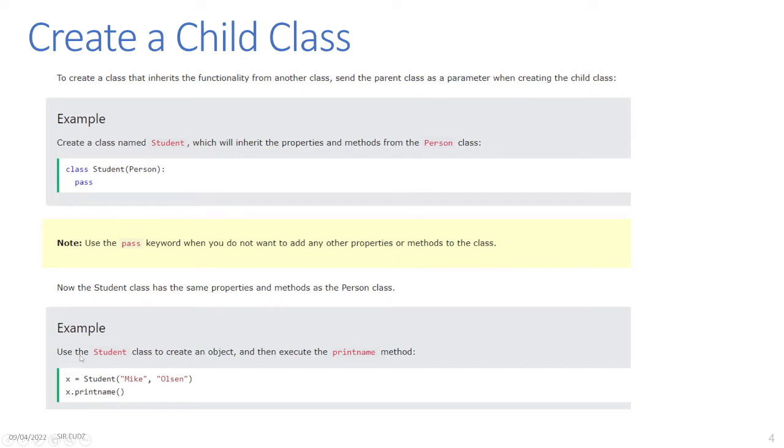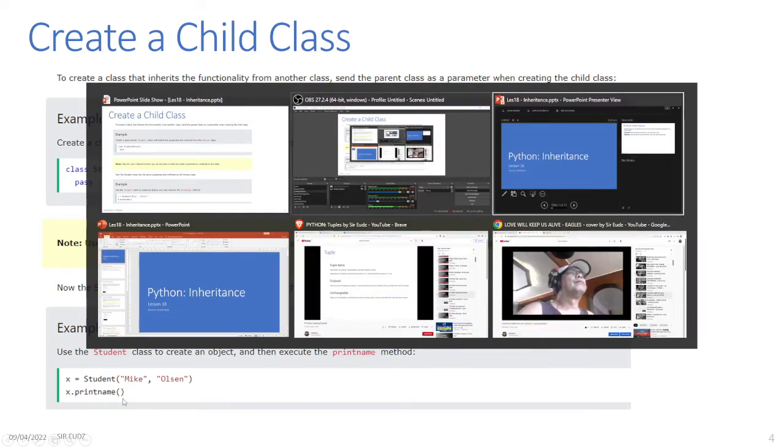So let's say, for example, use the Student class to create an object and then execute the print name method. So we have here x equals Student Mike Olsen. So x.print_name will also print Mike Olsen. So maybe we can have a short demo of that.